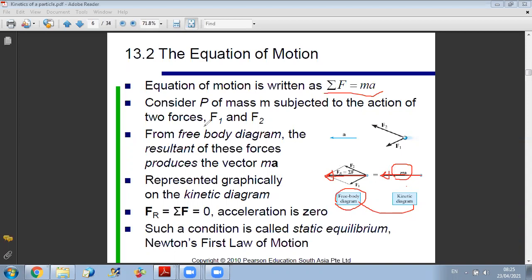So from the free body diagram, the resultant of the forces is vector ma. In case the sum of forces is equal to 0, then the acceleration will be 0, and this is called static equilibrium. We talk about static equilibrium in case the particle is fixed. We talk about dynamic equilibrium in case the particle has constant velocity. This is what is known as the first law of Newton, which governs statics, while in this chapter we will concentrate on accelerating bodies, so it's the second law of Newton.